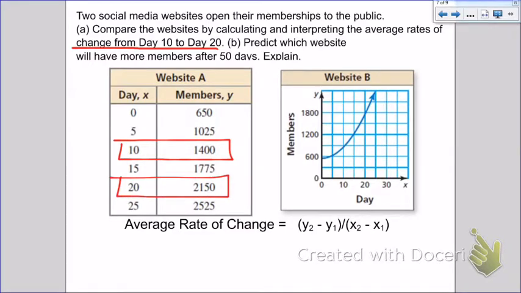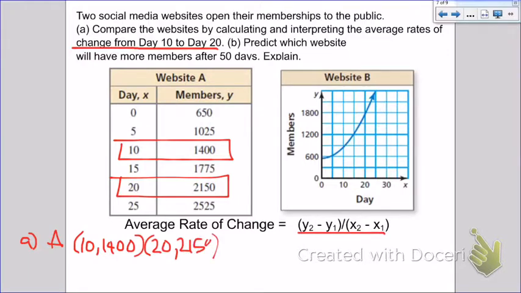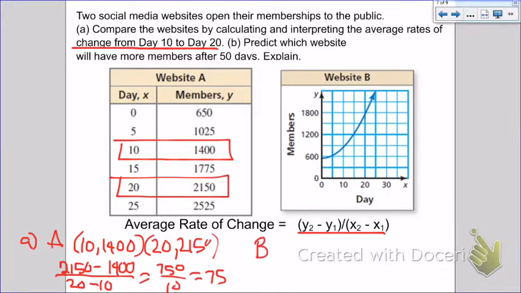So we'll look at day 10 to day 20 here. For website A, we have the points (10, 1400) and (20, 2150). If we remember, when we calculate the rate of change, it's change of y over change of x. So we would take 2150 minus 1400 and divide that by 20 minus 10, which gives us 750 over 10, which is 75. And then let's go ahead and look at B.